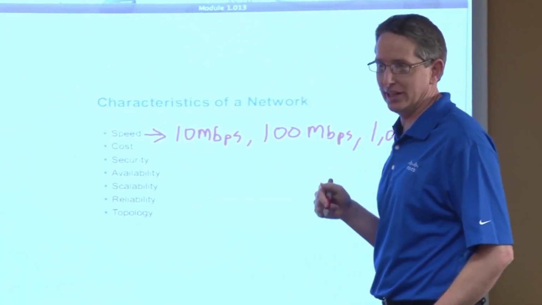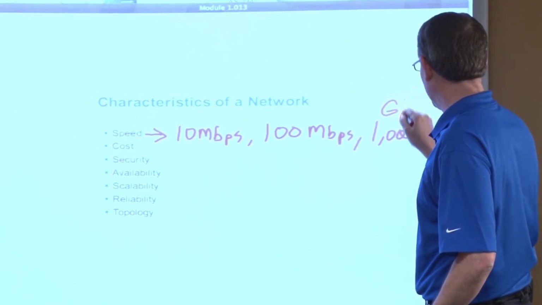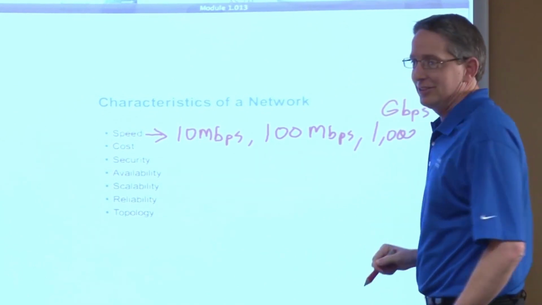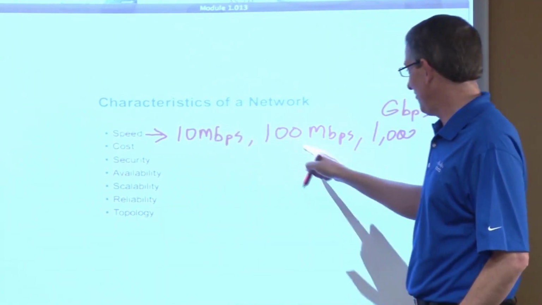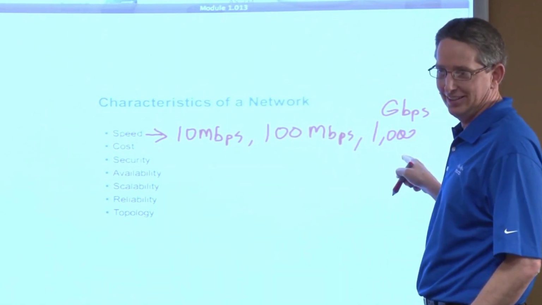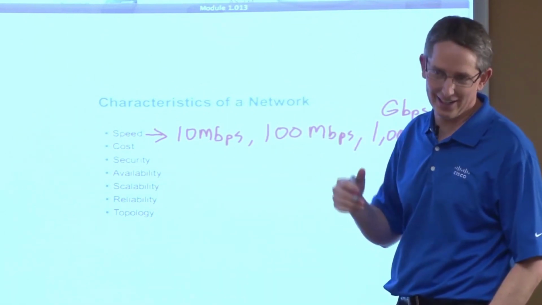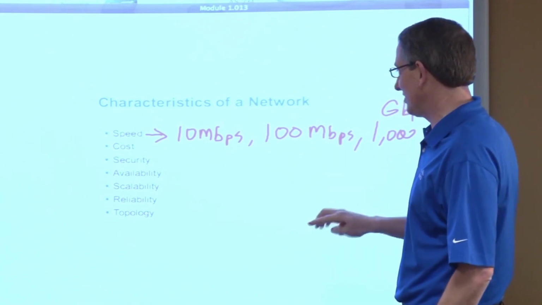Then, of course, that wasn't fast enough, so we went to what? 1,000 megabits per second, and they call that a gig. So gigabit Ethernet: Ethernet, fast Ethernet, gigabit Ethernet. And it doesn't stop there. They've got 40 gig and all other kinds of stuff coming out. But that's as far as speed goes.